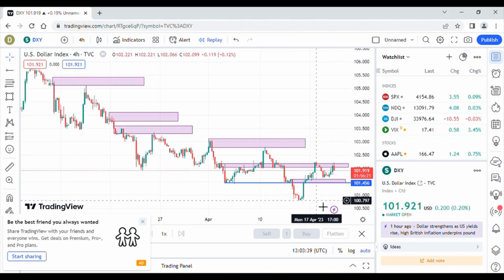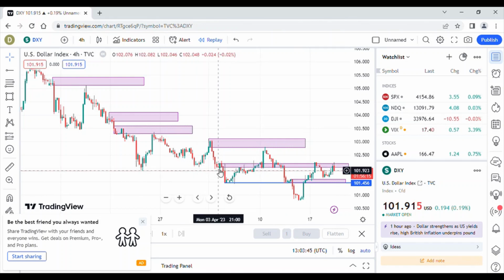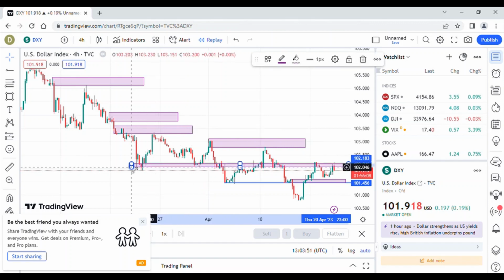This one was violated. How do you know if this one is going to work? Well, we're going to go for this one because there's a level of structure here. We're going to talk about structure in another lesson, but because there's that level of structure and it also has the confluence of that order block, we'll take that order block. If it doesn't work, it doesn't work. But the best order block that could work is this one.